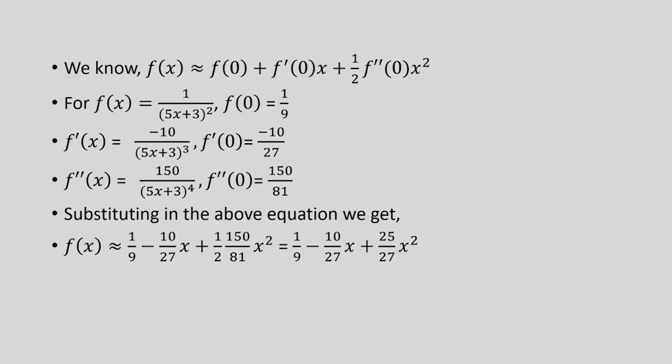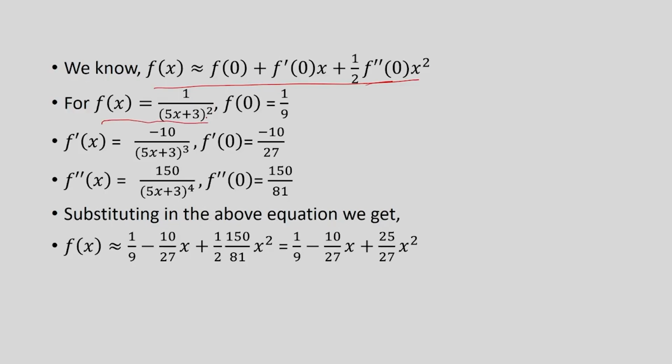Now, first we are going to use this formula f of x is approximately equal to f of 0 plus f dashed of 0 multiplied by x plus half of f double dashed of 0 x square. So, you can see that I have to take the second derivative, which is the reason why we have to have this function to be twice differentiable.